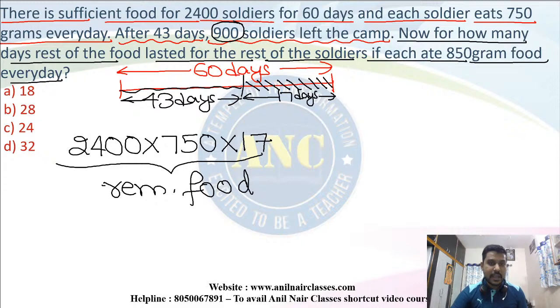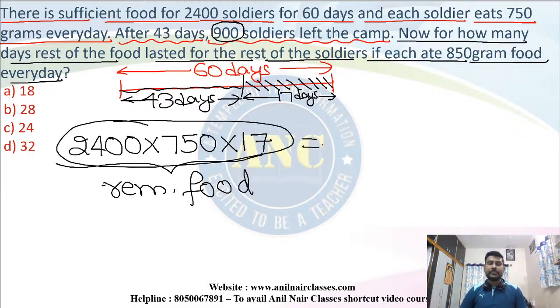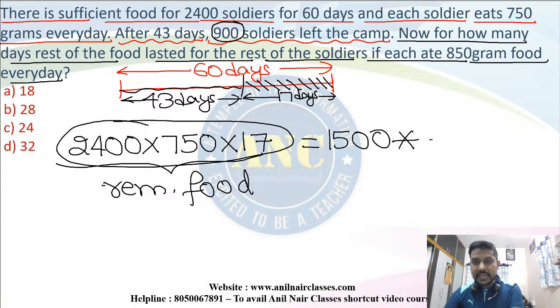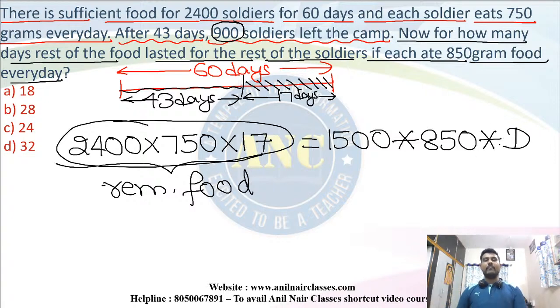How much is left out? This much food is left out right now, and because of that, they can eat a little more extra also. So they started eating 850 grams every day. So the remaining 1500 people ate 850 grams every day, and they ate it for D number of days. Question is, find the value of D.